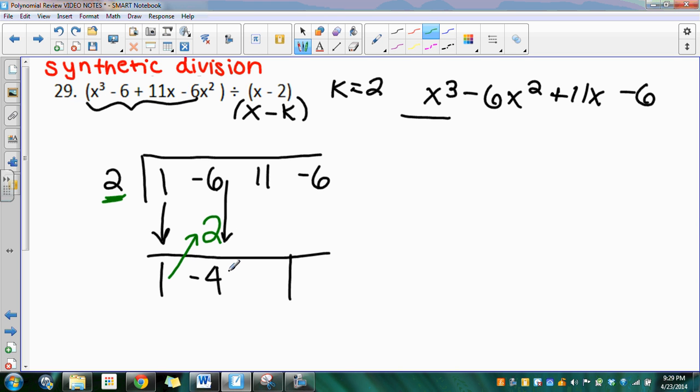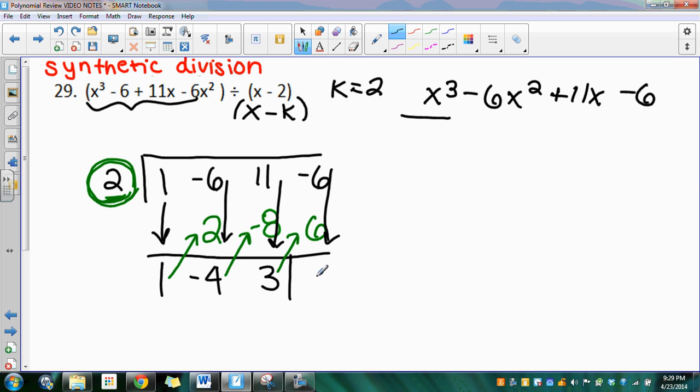So now we're taking negative 4, multiplying it by k, or times 2, whatever's out here. You'll get negative 8. Add up the column, you get a positive 3. Last time we're going to multiply by k again. So 3 times k, or 3 times 2, is 6. And then we add up this column, we get 0. That means there's no remainder, since we have a 0 in this box over here. And this is our answer.